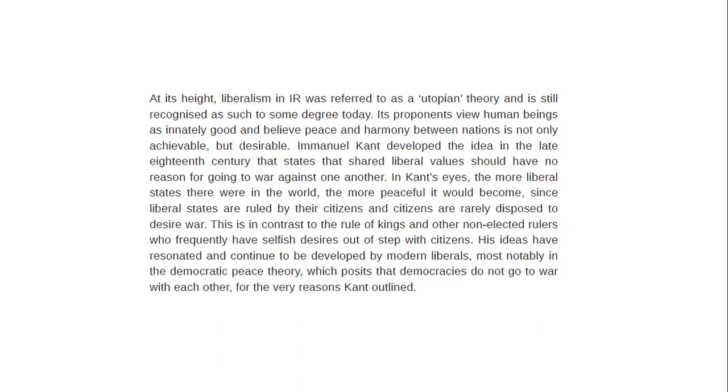His idea, meaning Kant, has resonated and continues to be developed by modern liberals, most notably in the democratic peace theory, which posits that democracies do not go to war with each other for the very reasons Kant outlined.